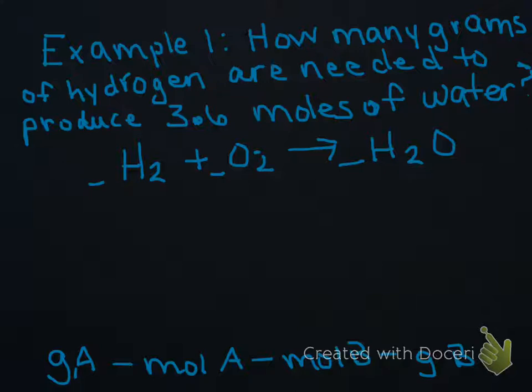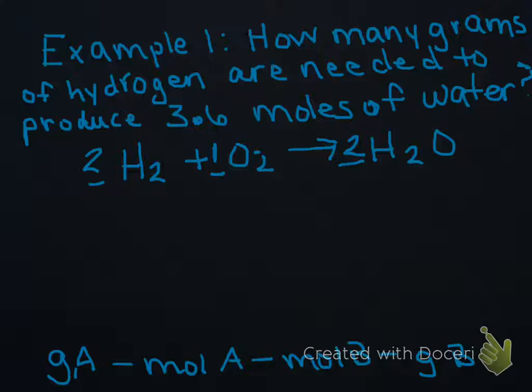Example 1 says, how many grams of hydrogen are needed to produce 3.6 moles of water? And I've got the reaction here. The first thing you should always do is check to see if your equation is balanced. In this case, it's not. So a quick look, we've got 2 oxygens here, only 1 here, so we need to put a coefficient of 2 there, a 2 there, and a 1 there to balance that equation.